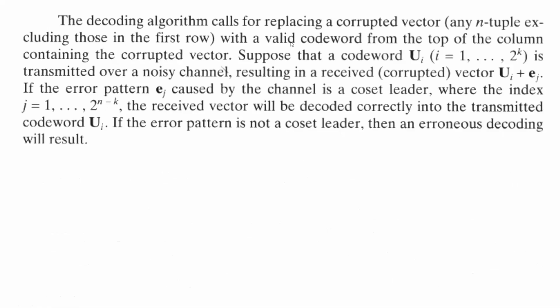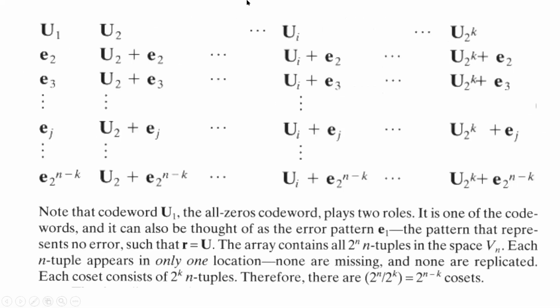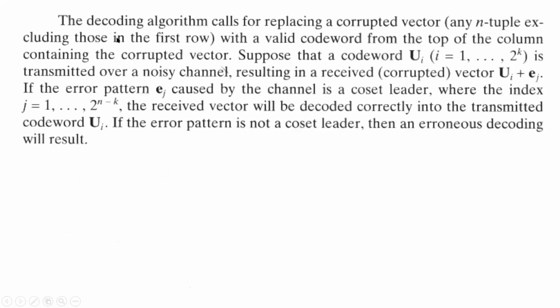Any n-tuple excluding those in the first row is associated with a valid code word. So whatever you receive, if it is a corrupted vector, you will have to correct it accordingly. Let me explain this point. Let us say you receive this vector. This vector is a corrupted vector. So I will have to replace this vector with this valid code word, which is U2. That's what is said here.